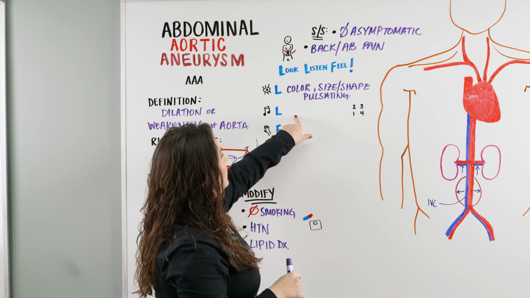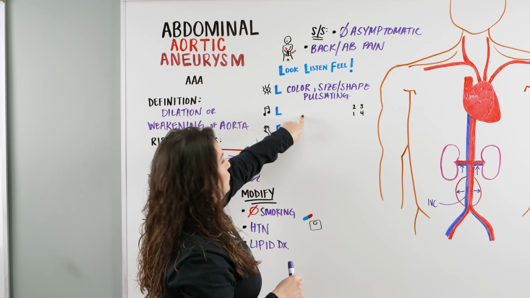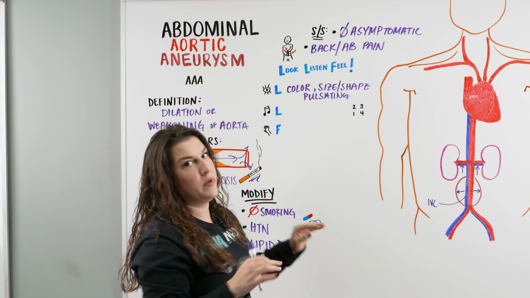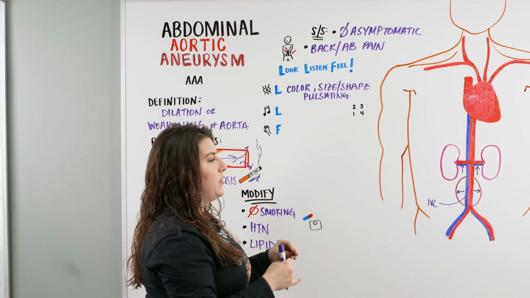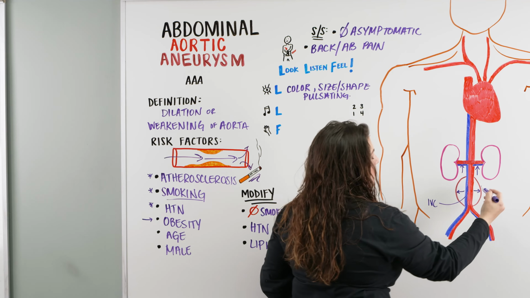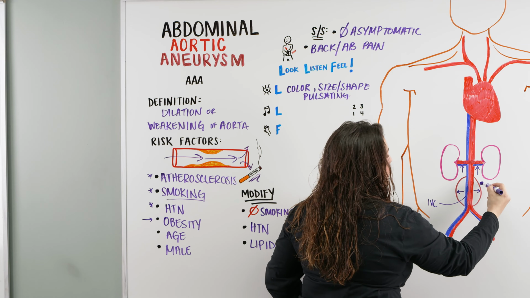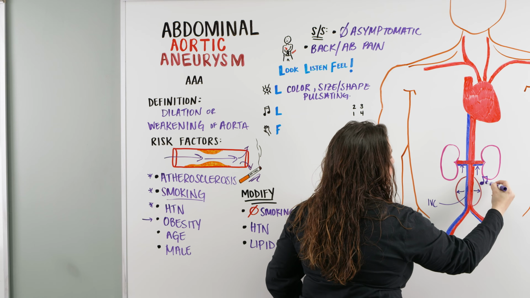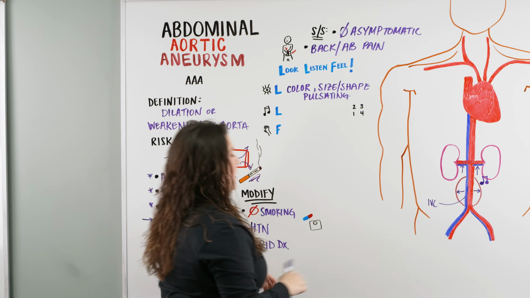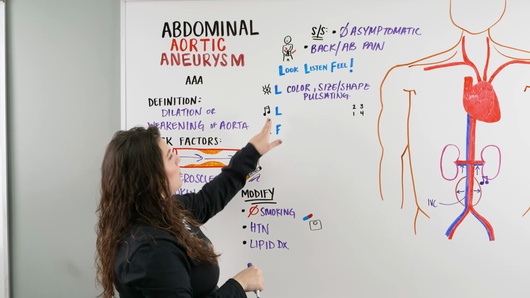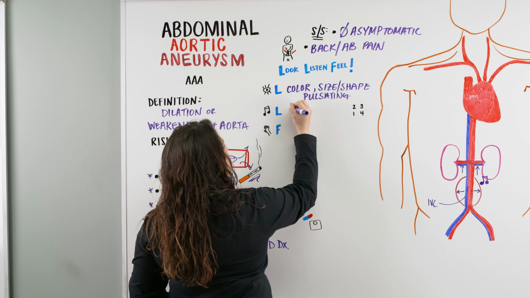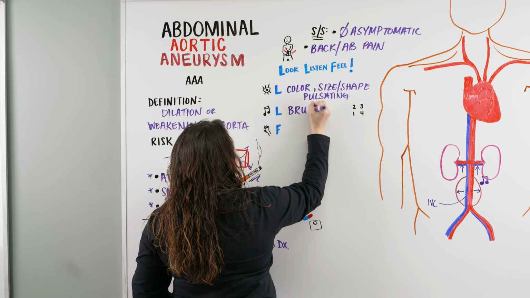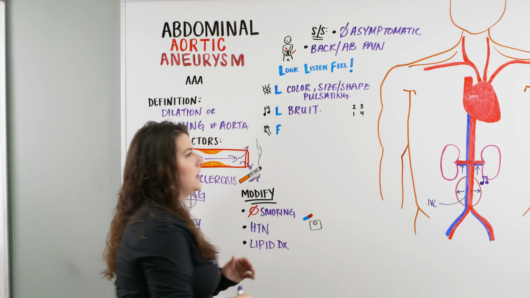So with the listening portion of our assessment, we want to make sure that we are asking the patient where their pain is, taking particular note of where that pain is, because typically when a patient has an aneurysm, you may hear the sound a little bit to the left of the patient's aorta. So we're going to listen. And what are we going to listen for? We may hear a bruit. What is that? What is a bruit?